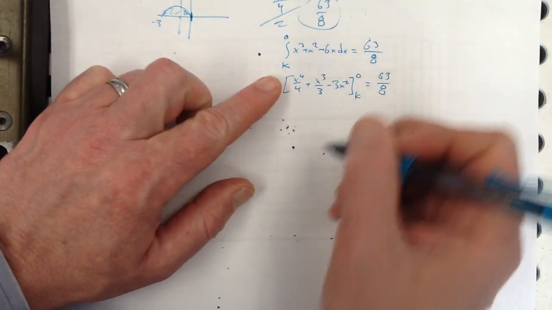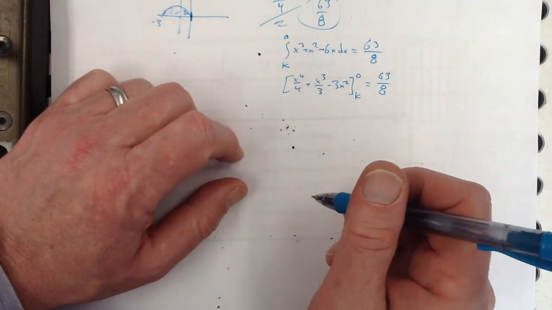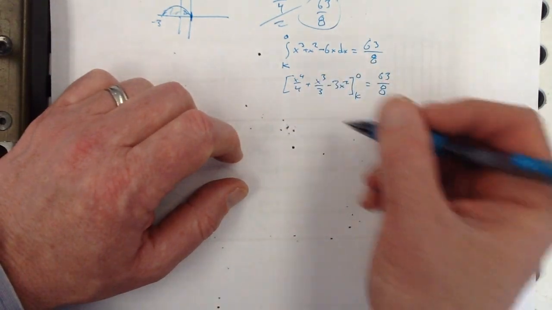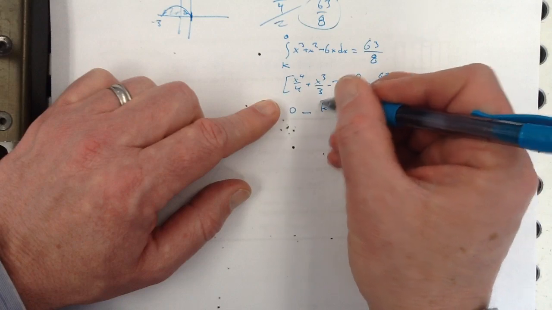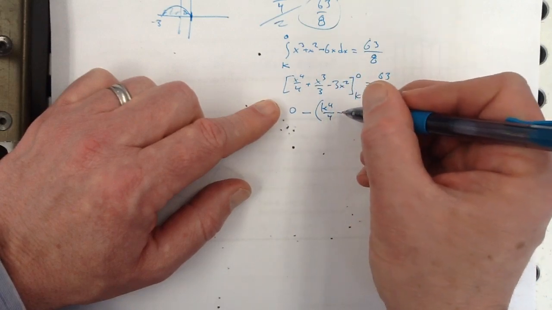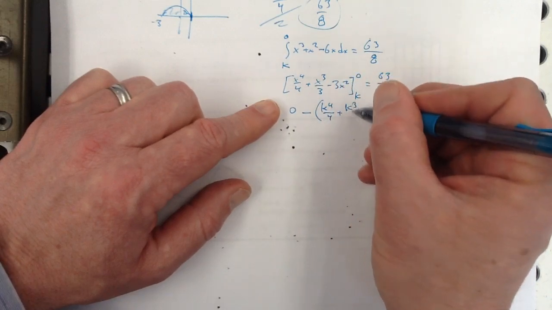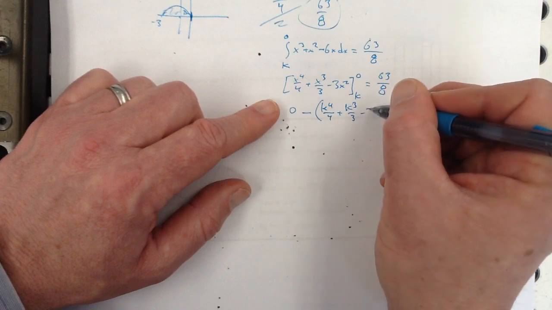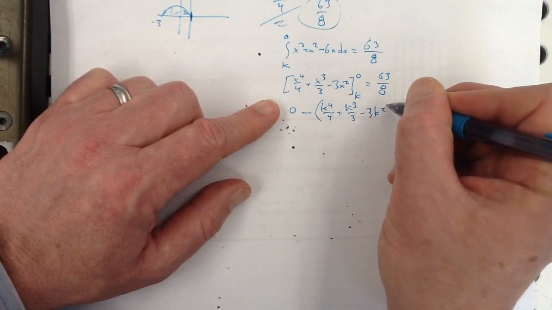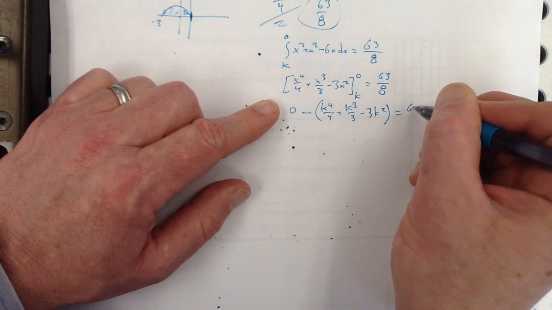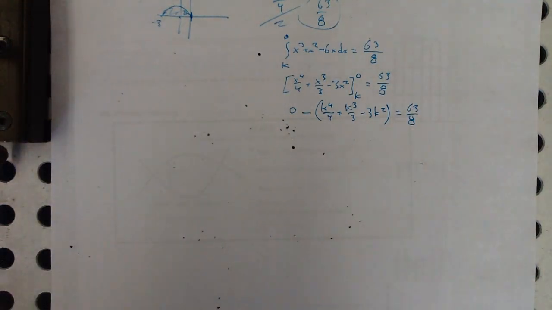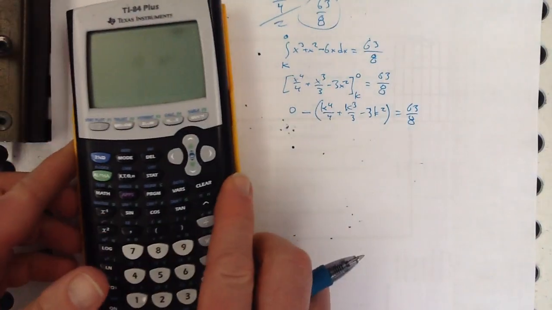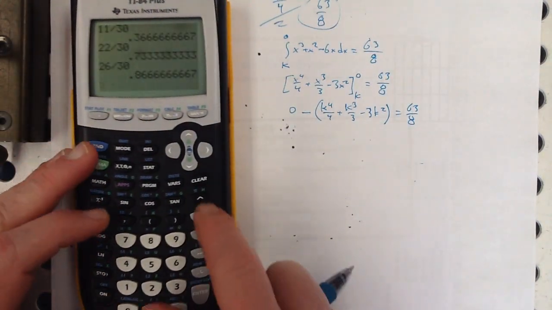Because I think I'm going to get an equation that I can't solve without a calculator anyway. So I plug 0 in here, just like the last one. I get 0 minus k to the 4th over 4 plus k cubed over 3 minus 3k squared. And I want that to be equal to 63 over 8. There's no way I can solve that without a calculator. So probably should have been using a calculator all along. Oh well.